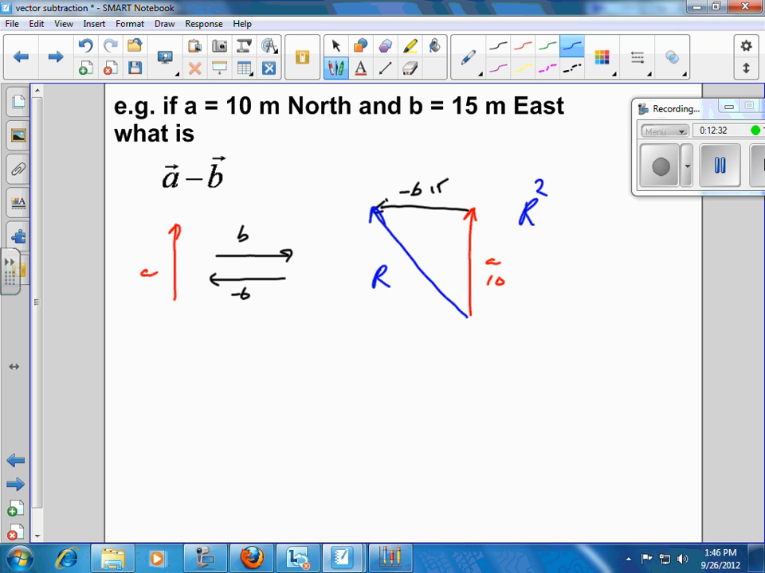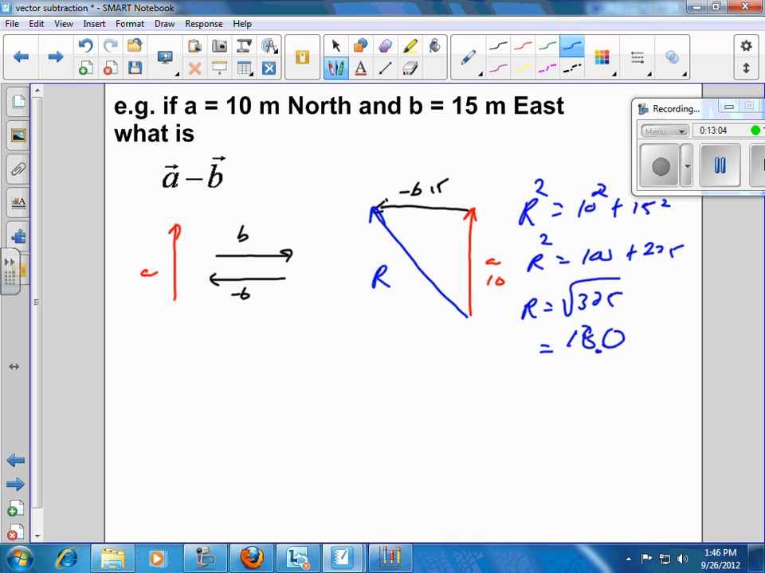R squared is going to be 10 squared plus 15 squared. 10 squared is 100. 15 squared is 225. So R is the square root of 325, which is 18. Is it exactly 18? 18.02. 18. Okay. 18.0. Do I need anything else there, Aurora? I don't think so.